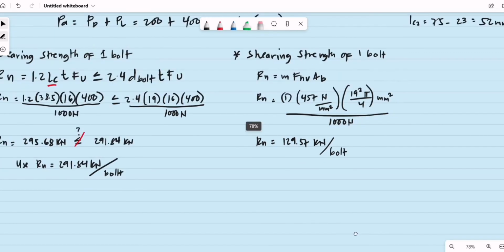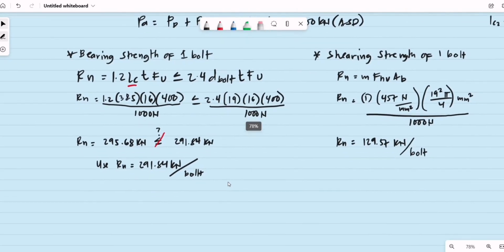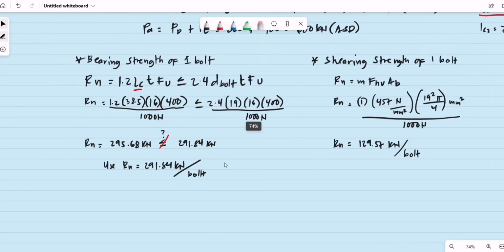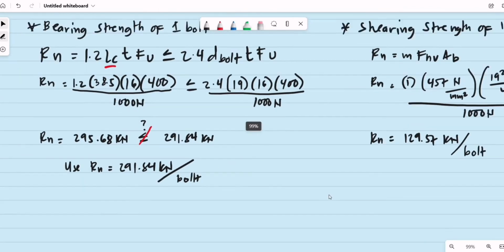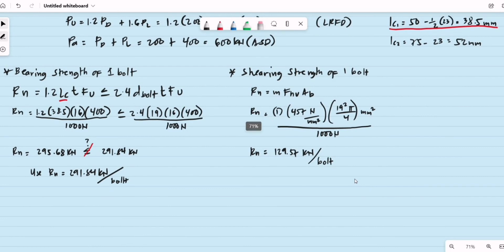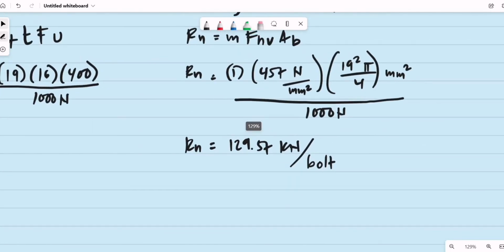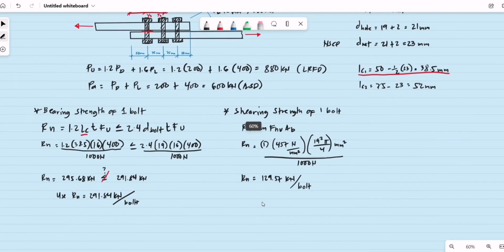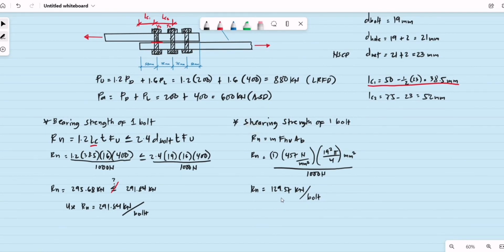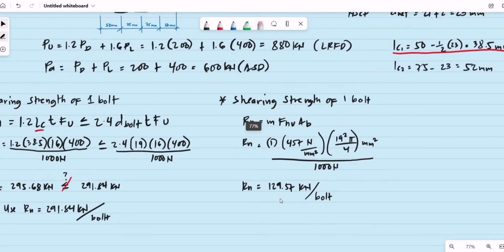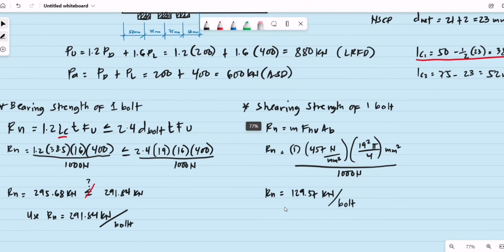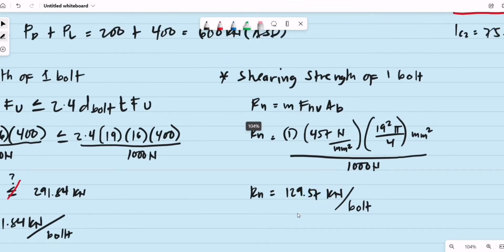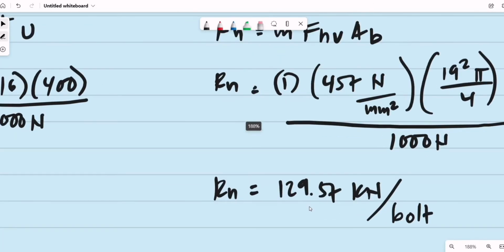Okay, so we are now to compare the shear strength and the bearing strength of 1 bolt. For the bearing strength, that is 291.84, and the shearing strength of 1 bolt is 129.57 kilonewtons. So we are to adopt 129.57. So again, when we are designing, the weaker force is the safer force, or this is our design value.